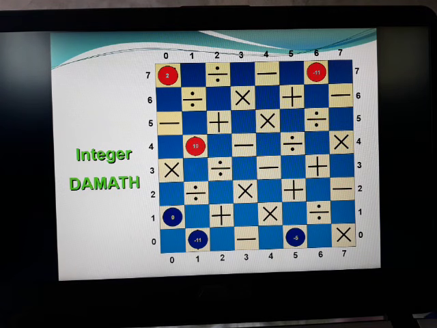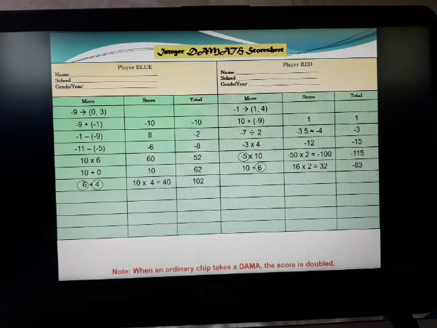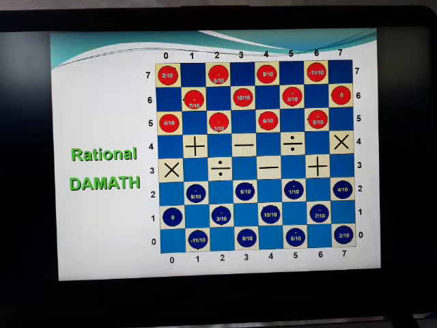So a regular chip takes a Dhamma, the score is double. So in the total of the score, the remaining chip will be added, and then whoever gets the highest score or greater score wins. So for rational Dhamma, we have the same.